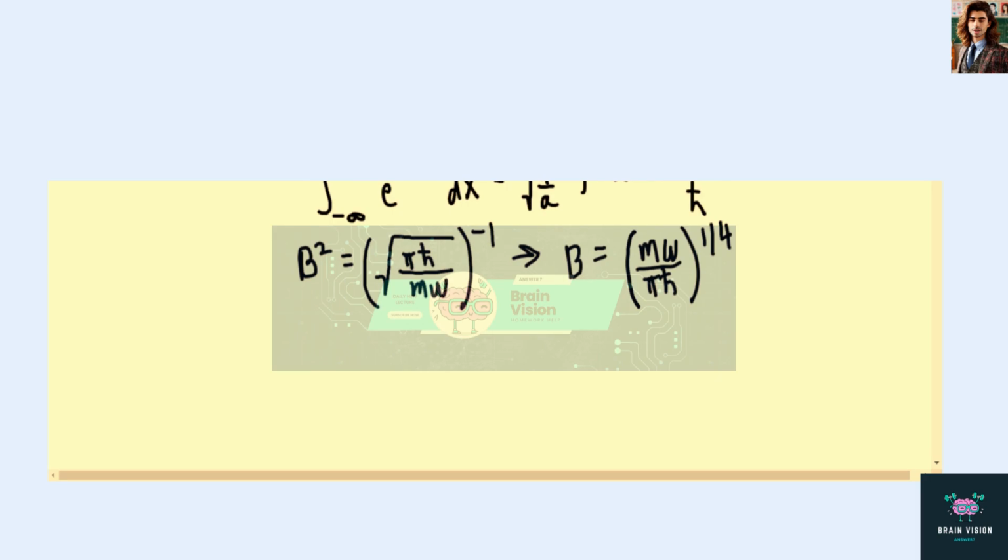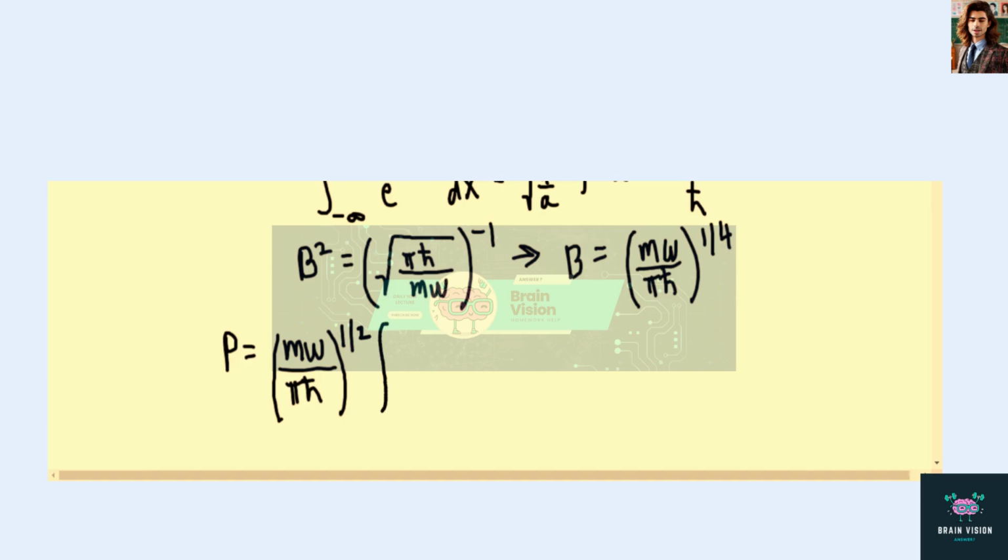Now, what we would like to do is calculate a probability over a small interval. This small interval has a length delta, so therefore we're going to calculate from minus delta over 2 to positive delta over 2. And now that we know what b is, we can square it, and we can just write that square as m omega over pi h bar to the 1/2 power.